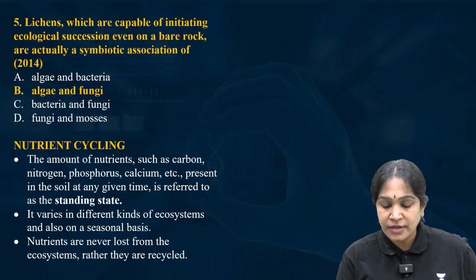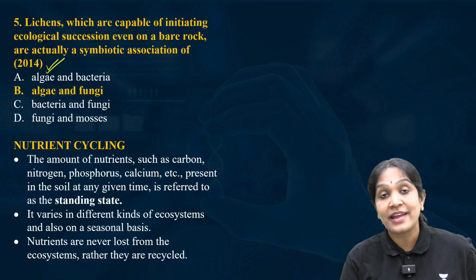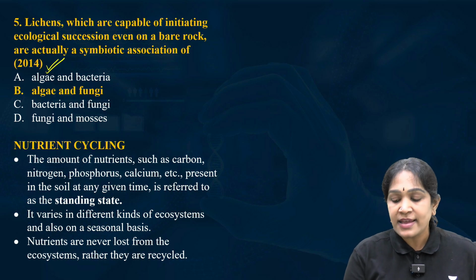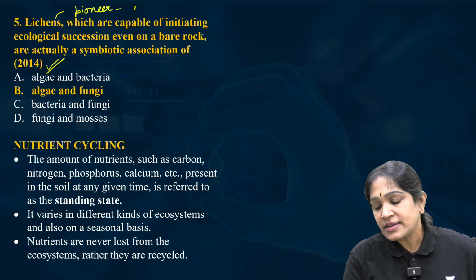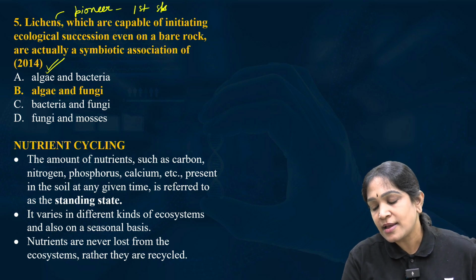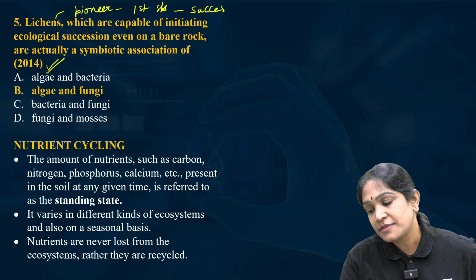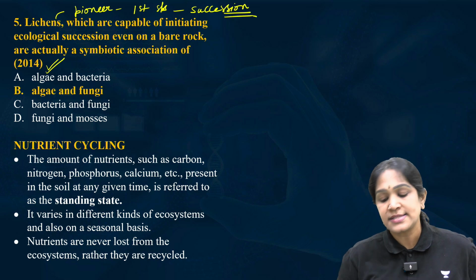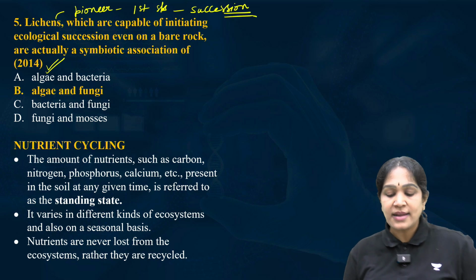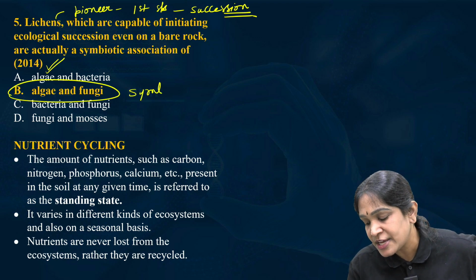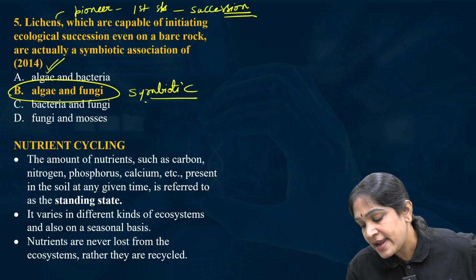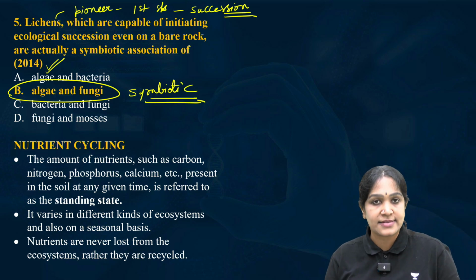This is from the year 2014 and this is about lichens. What are the lichens? The pioneer species, or the first species in the ecological succession. What are the lichens? Algae plus fungi, a symbiotic relation between algae and fungi, are called lichens.